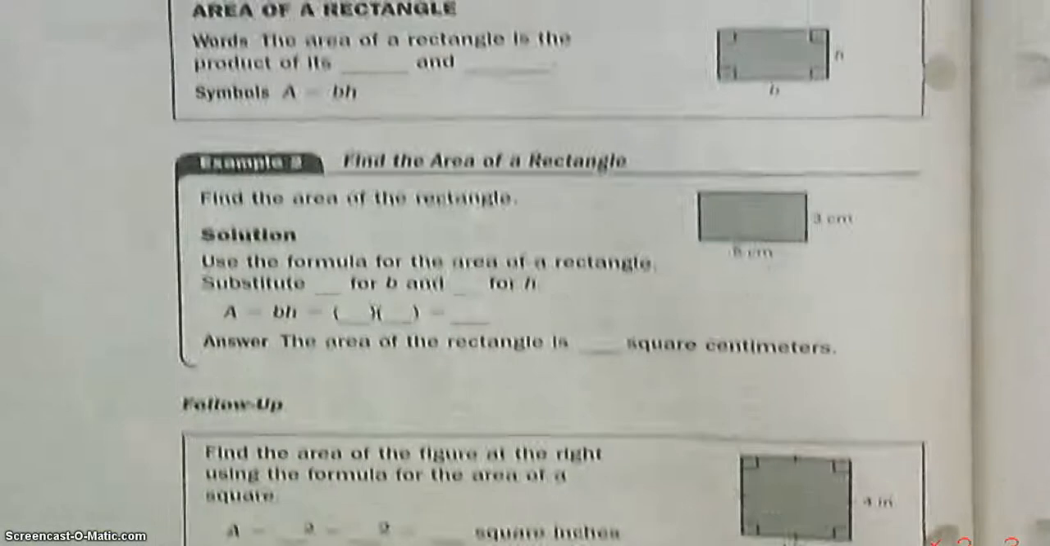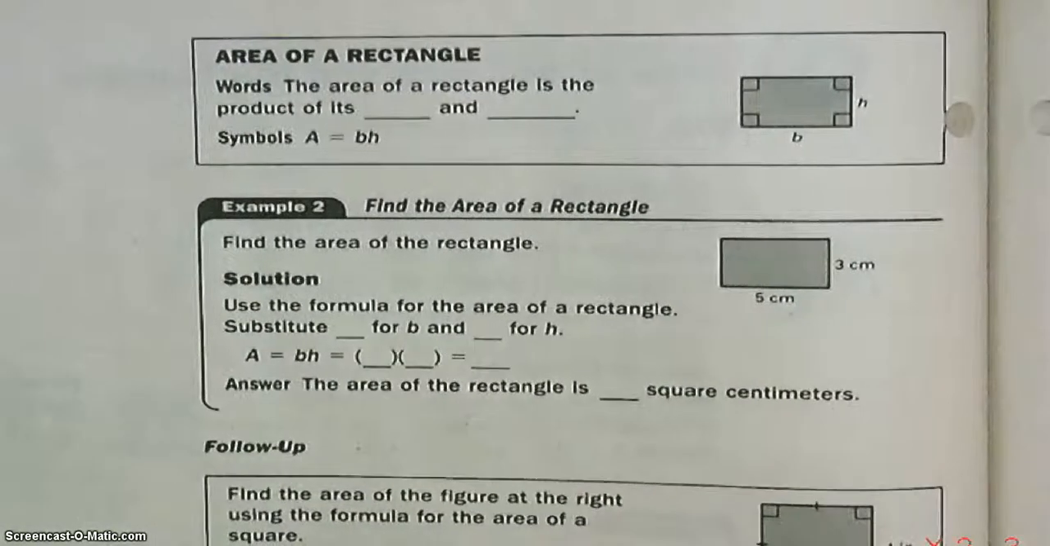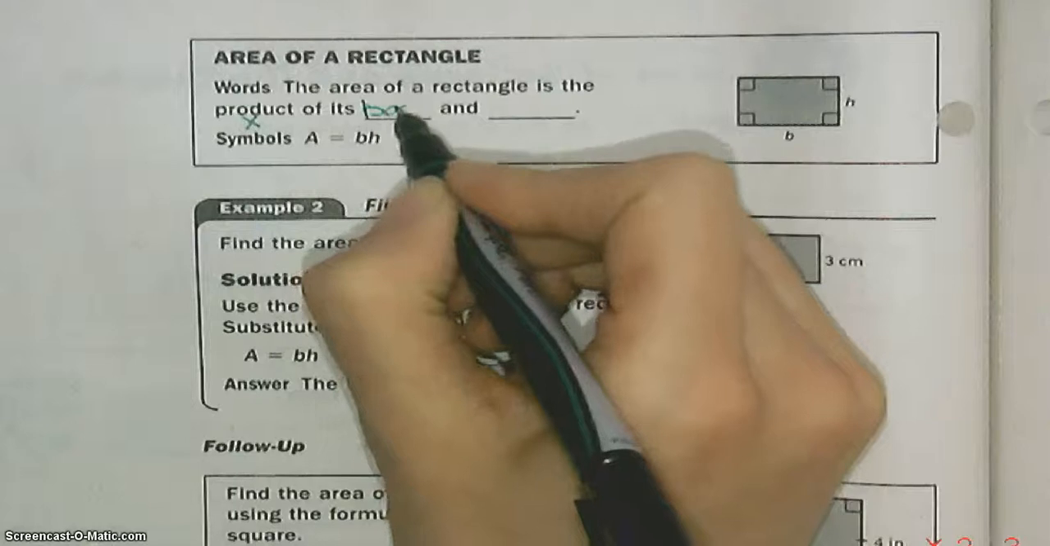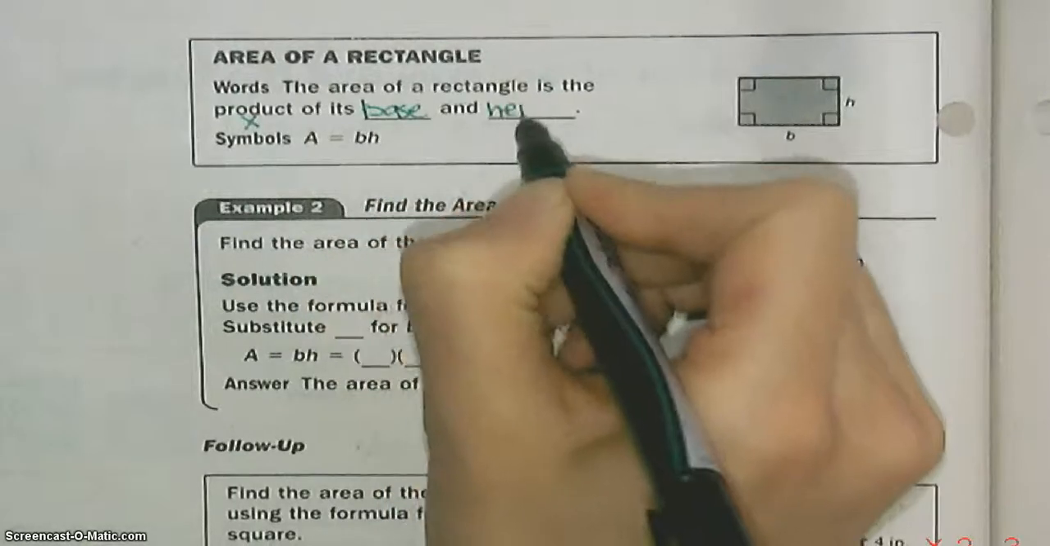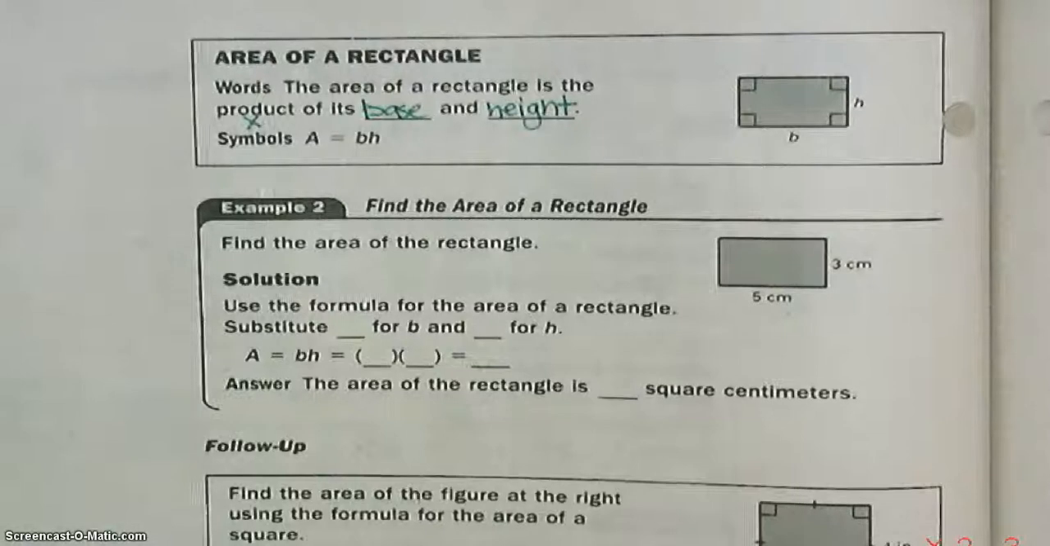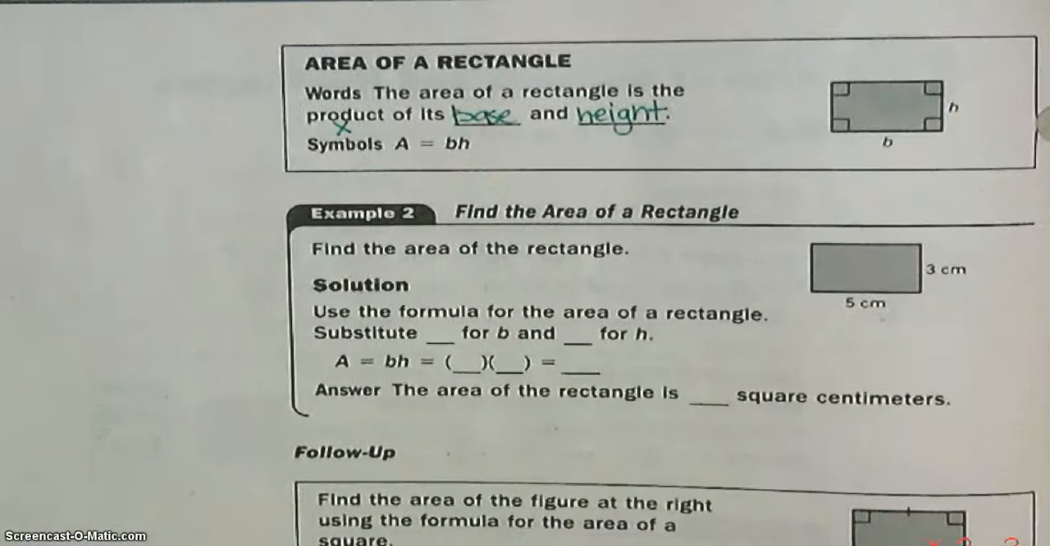The area of a rectangle now is the product. Remember, product means multiply. You're going to multiply its base and its height. B times H. All right, so here we go. I want you to write it all to the side, please.